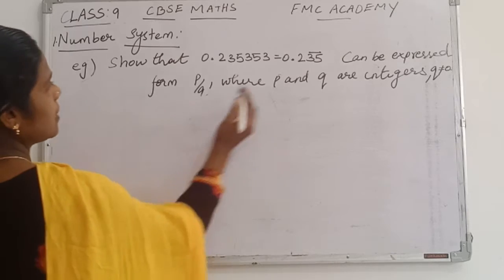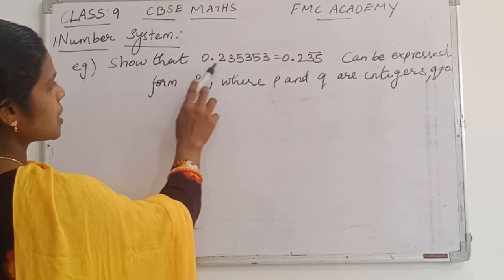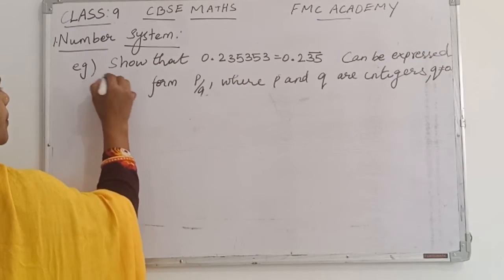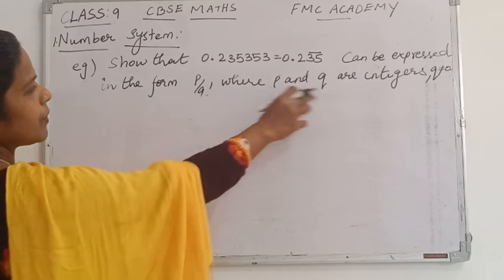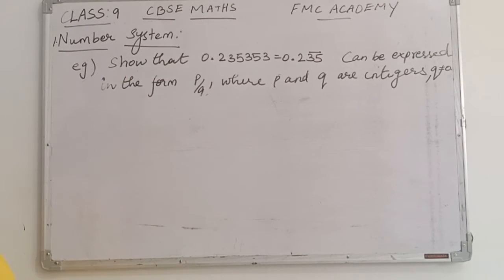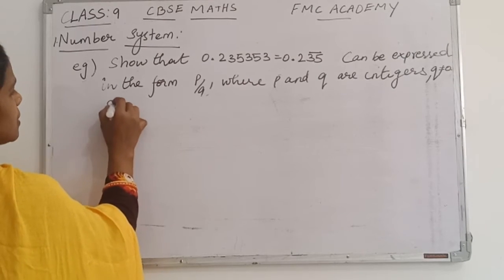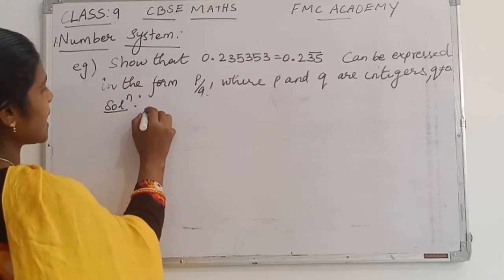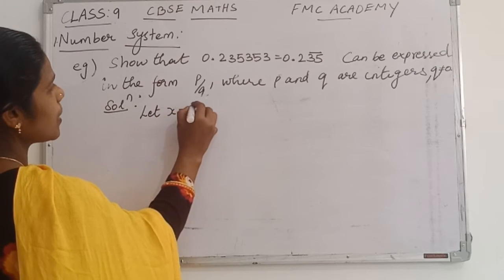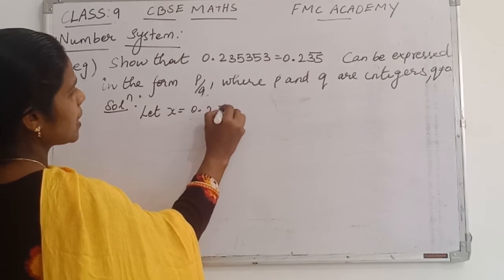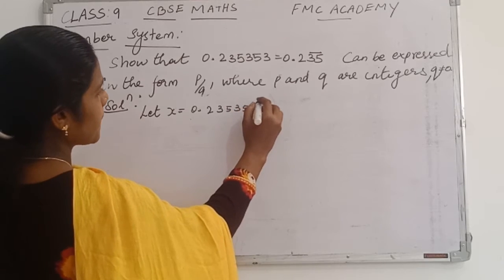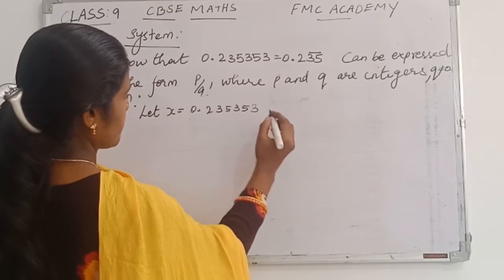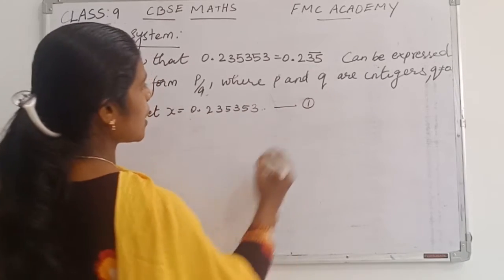Okay. So as usual, this sum is completed. Show that 0.235353... can be expressed in the form p by q, where p, q are integers and q should not be equal to 0. So let's start the sum now. Solution. The first step, let us give a name to this number. Let x is equal to 0.235353..., and for this you give equation number 1.